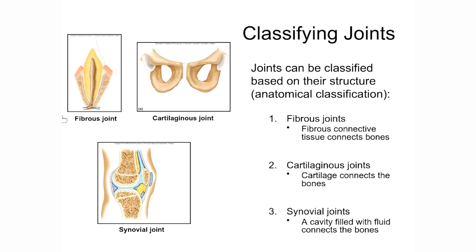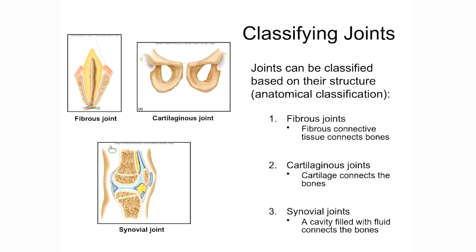Because we've got fibrocartilage, we've got cartilage that's sitting in there holding the bones together, this is a good example of a cartilaginous joint. So cartilaginous joints have cartilage that's actually connecting the bone. This is an area which is known as the pubic symphysis, where those two hip bones come together. So the pubic symphysis is a good example of a cartilaginous joint.